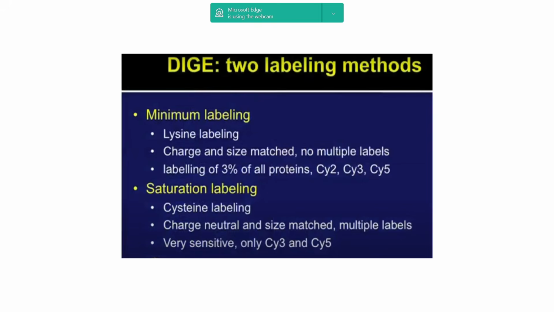So in terms of labeling, we have two different types of labeling, the same dyes, but the technique you are using for labeling changes, wherein it can be either minimal labeling or saturation labeling. Generally, minimal labeling is used, but sometimes, depending upon the need, people also go for saturation labeling too.